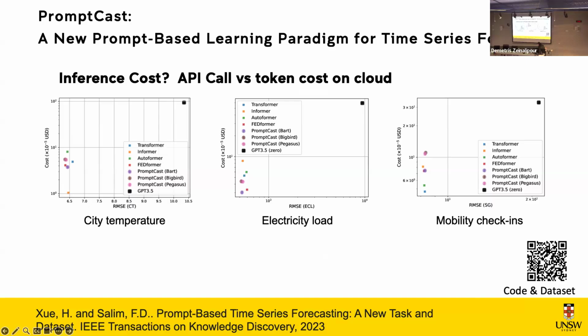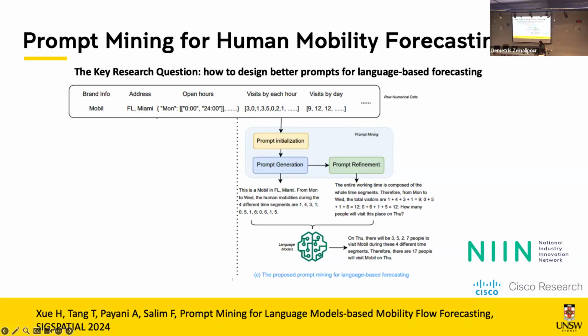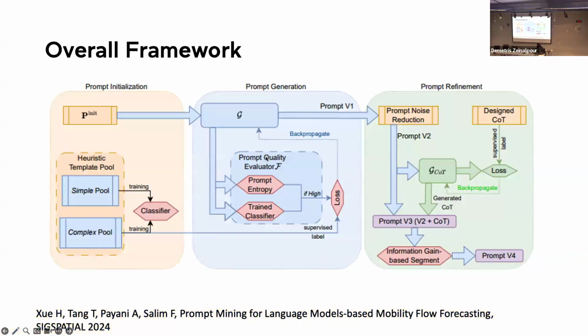All right, but what I want to show you here is that not all prompts are the same. So can we actually do this prompt mining and refine the prompt automatically for spatial temporal data for forecasting tasks? That's the whole framework. So we have a pool of prompts.